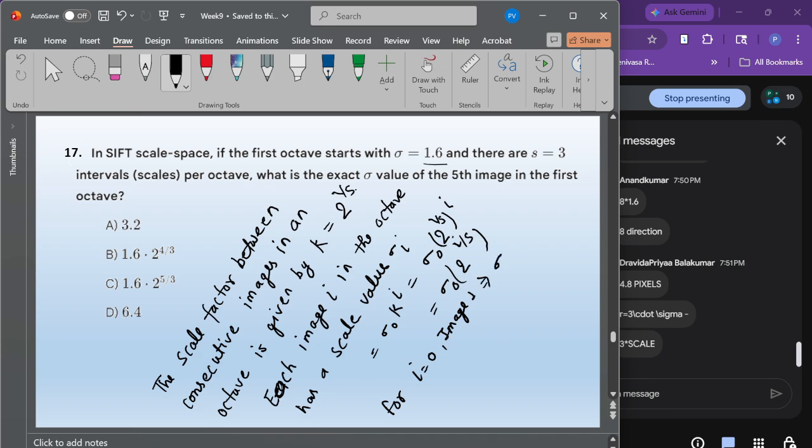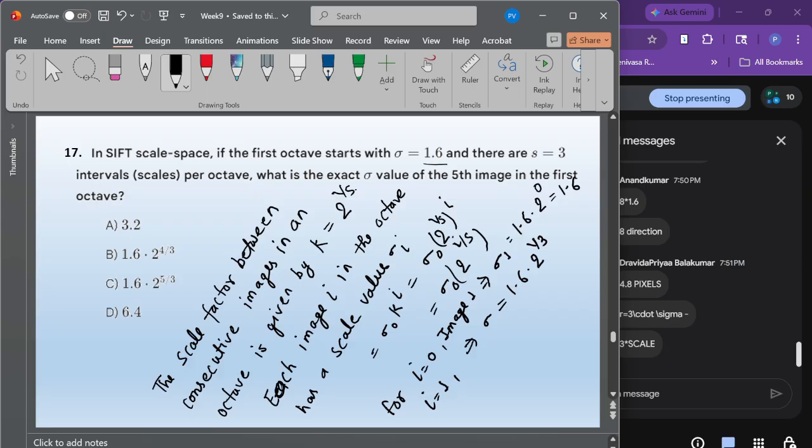So sigma 1, you can say that is 1.6 into 2 to the power 0 by s, where s is given as 3. So sigma 0 directly we will get 1.6. For i is equal to 1, you can calculate the next sigma as 1.6 into 2 to the power 1 by 3, right? So further you can calculate it, otherwise you can leave it because it is given in this form also.